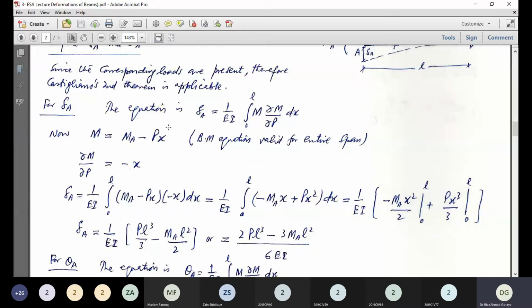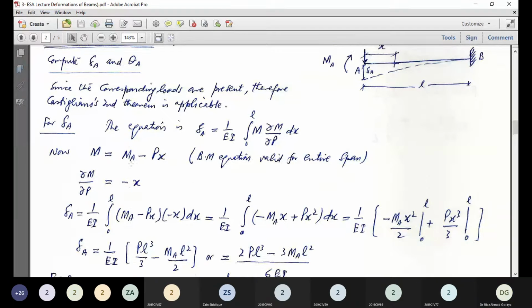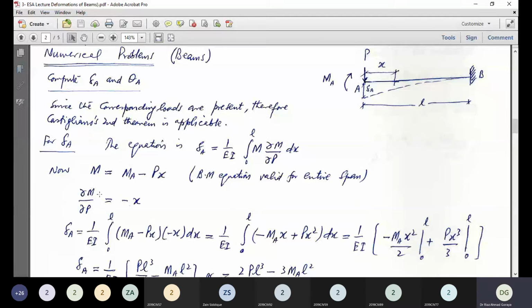So we have to take the partial derivative of this moment expression. Now as we have to take the partial derivative of this moment expression with respect to P, we have to consider only this term, this second term. So it will be minus x. Now anybody have any confusion regarding this M and partial M over partial P?